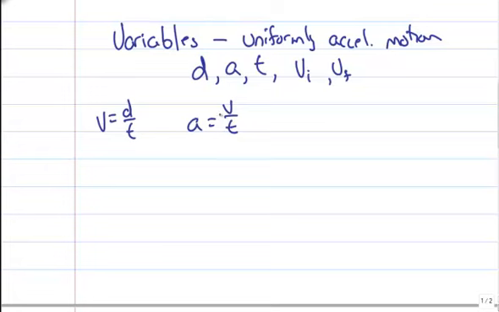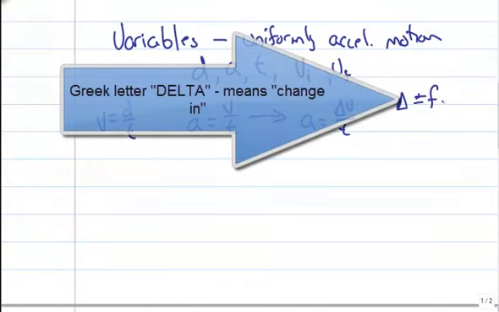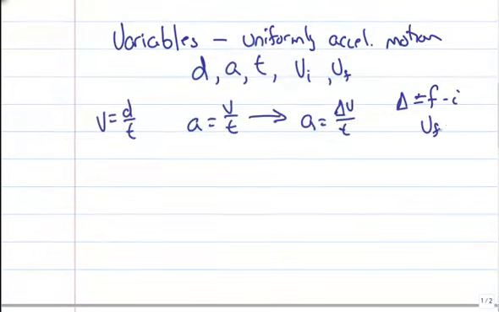Okay, and again, I'm being kind of lazy here, but really each of these is involving a change in. Acceleration is a change in velocity that occurs in some time. And a change is always the final value minus the initial value, right? Delta means final minus initial. So it's V final minus V initial in this case. So acceleration is VF minus VI over T.